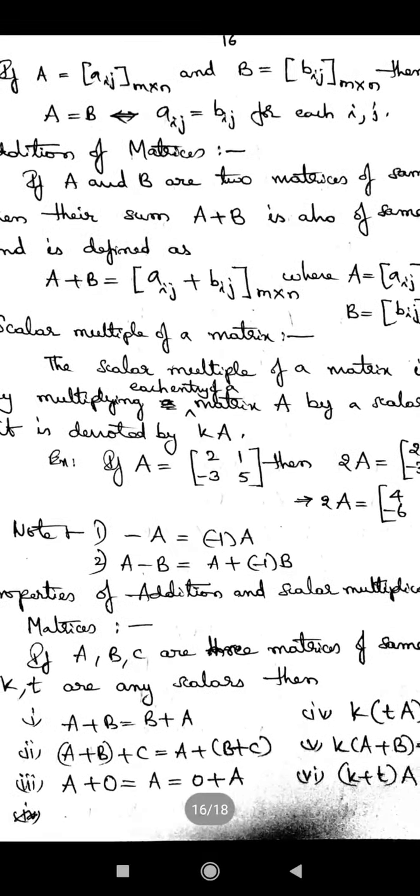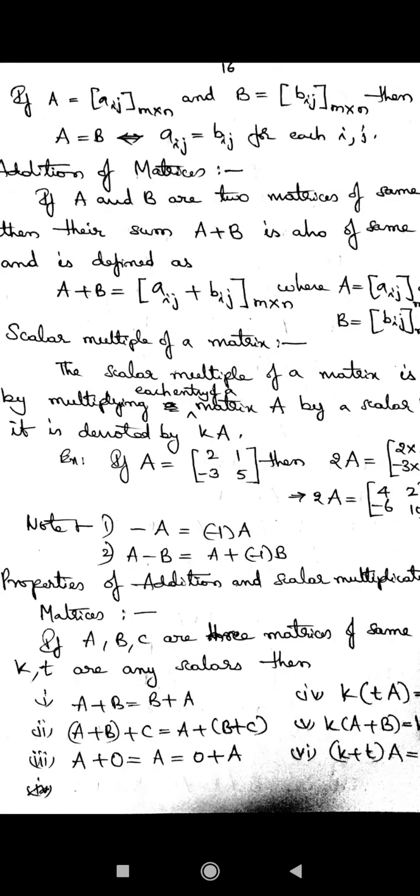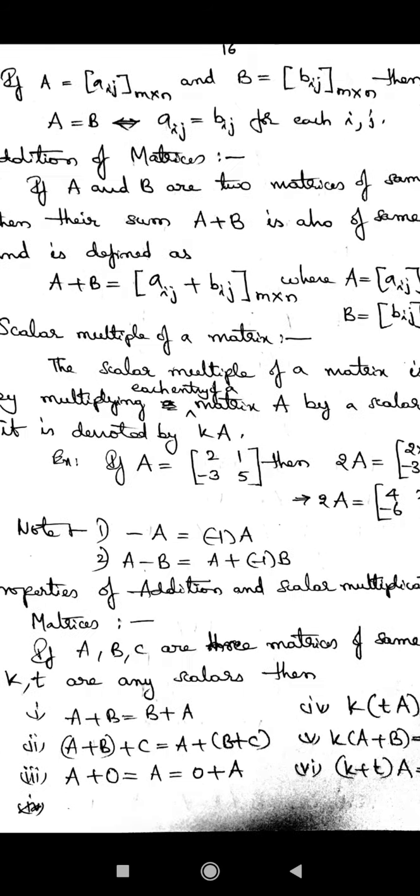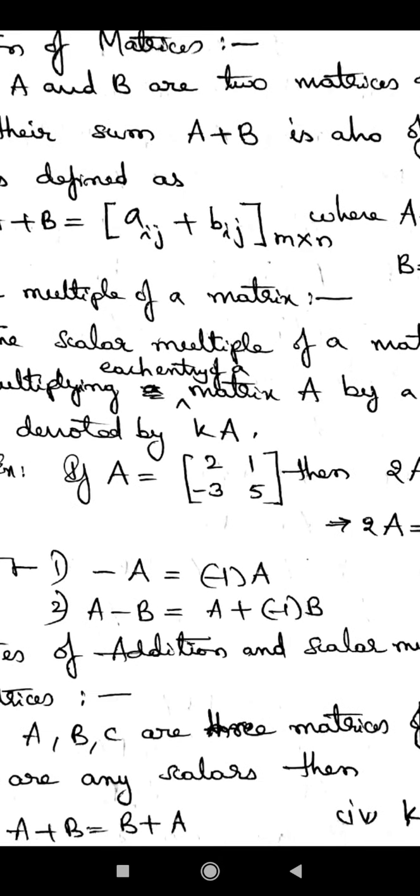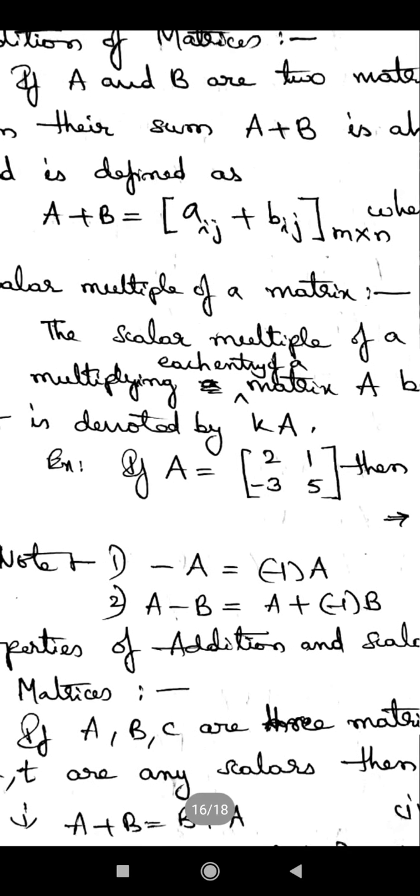Regarding the scalar multiplication of a matrix, we have two note points to be remembered. The first one is minus A is equal to minus 1 times A, and the minus 1 times A means the matrix A should be multiplied by the scalar minus 1. And the second point is A minus B is equal to A plus (minus 1) into B.